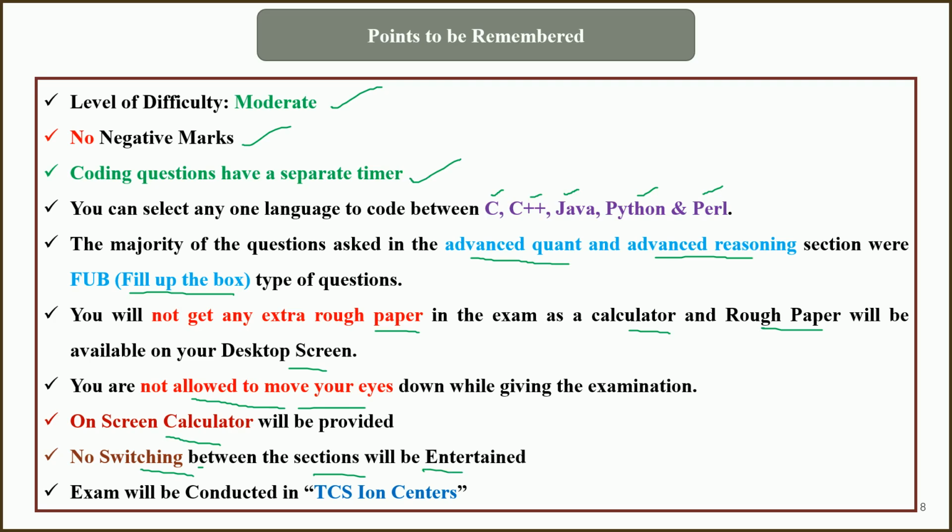For example, the switching of questions will be there, but switching between the sections will not be there. If you start the fundamental section first, you have to finish it and then go to the advanced section. If you start the advanced section first, you have to finish it and then go to the fundamental section. There is no switching between the sections, but you can switch between the questions. And the exam will be conducted in TCS iON centers, as we discussed.